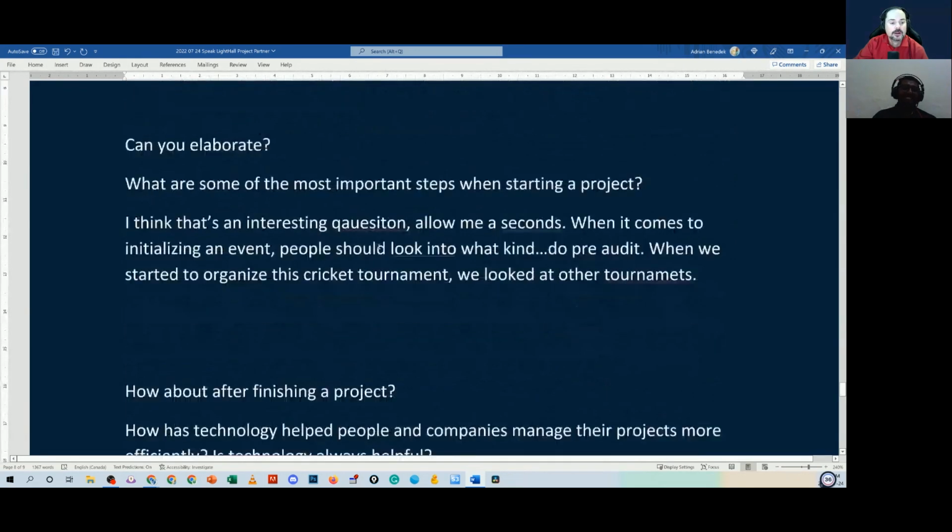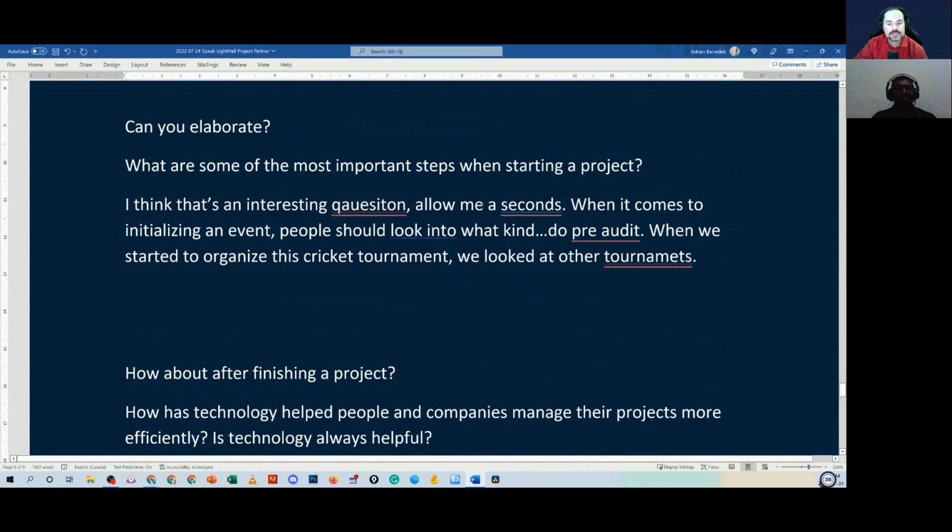Okay. And then I asked you, what are some important steps when starting a project? Really good job buying some time, right? You're like, ooh, what? So I think that's an interesting question. Allow me a few seconds. And that was good. And then you said, when it comes to initializing an event, people should look into what they need to do. They should do a pre-audit, right? Is what you said? Yes, sir.